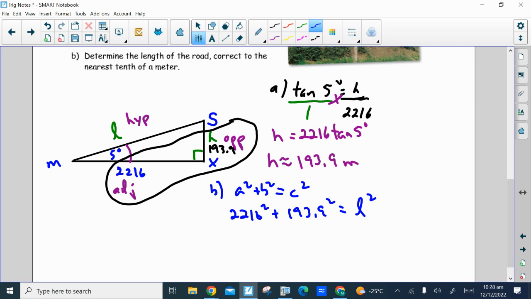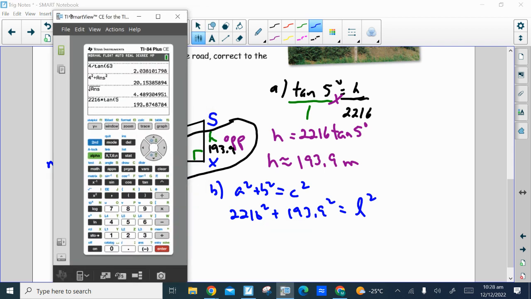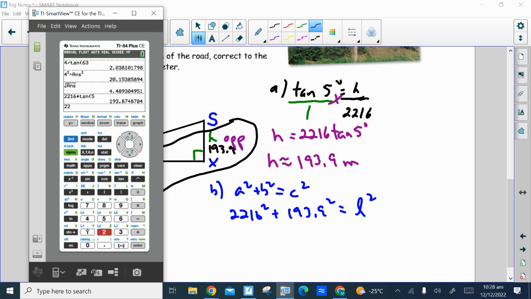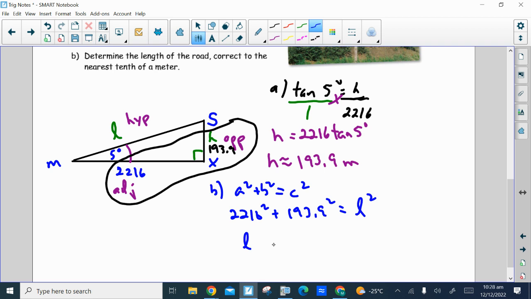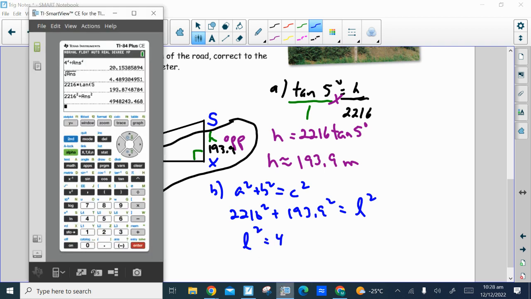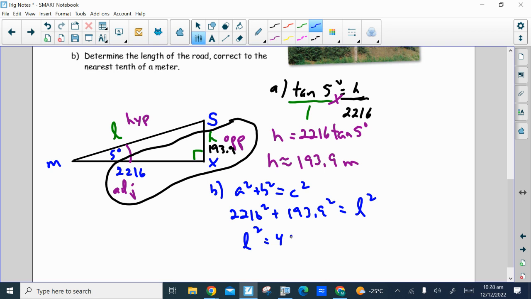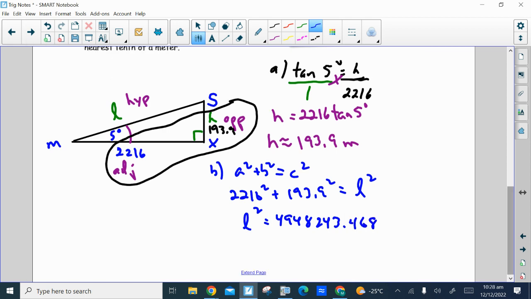And once again, I rounded the 193.9 off in my calculator, but I'm going to use the entire number in my next calculation. 2216 squared plus the previous answer squared. And if you don't know how to use that function, type in all the decimals. 193.8748784 squared. That gives us a really big number for L squared: 4,948,243.468. That's what L squared is.